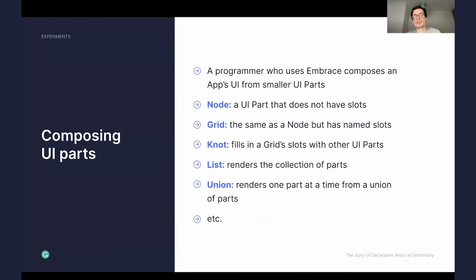And we have different kinds of compositions. So I showed you the node. It's the simplest UI part that doesn't have any children, basically. But there are other kinds that we have in Embrace, and we're adding those types over time. So the grid, the node, list, union. I will not spend a lot of time explaining those things, but it's basically different ways you could compose parts together. So for example, if you want to render a list of parts, you would use list. If you want to render only part A or part B at the same time, you could use union for that.